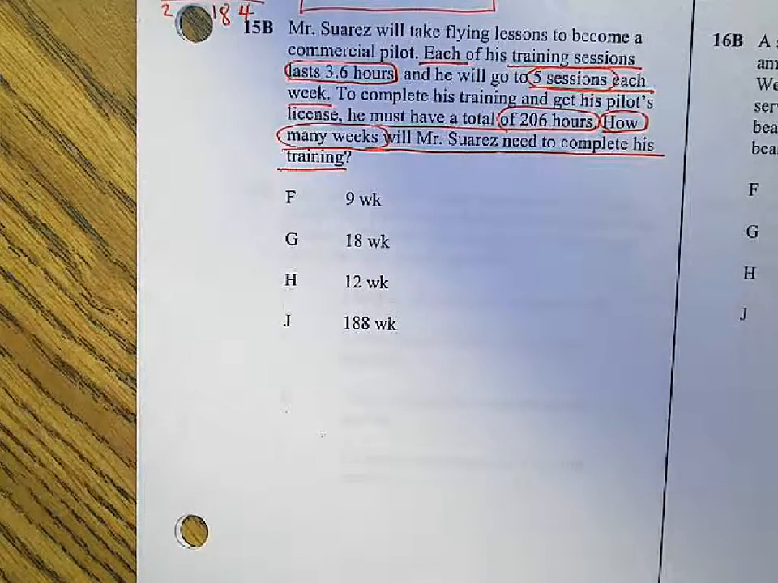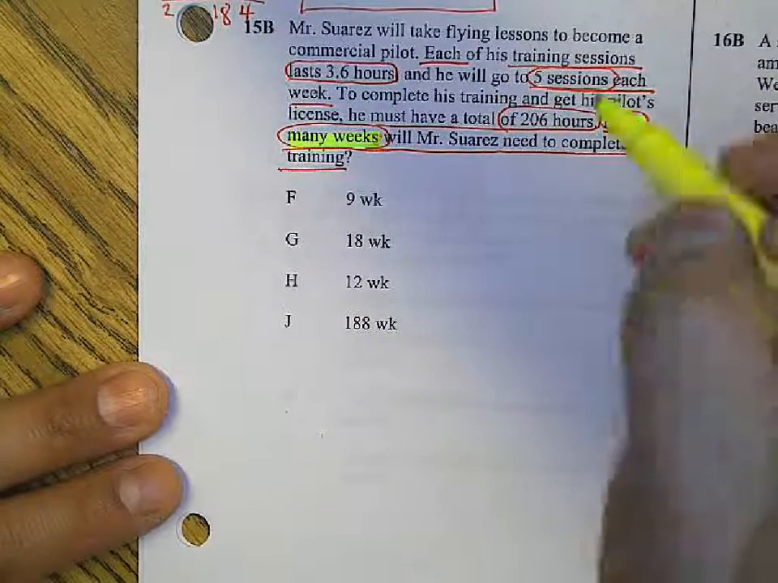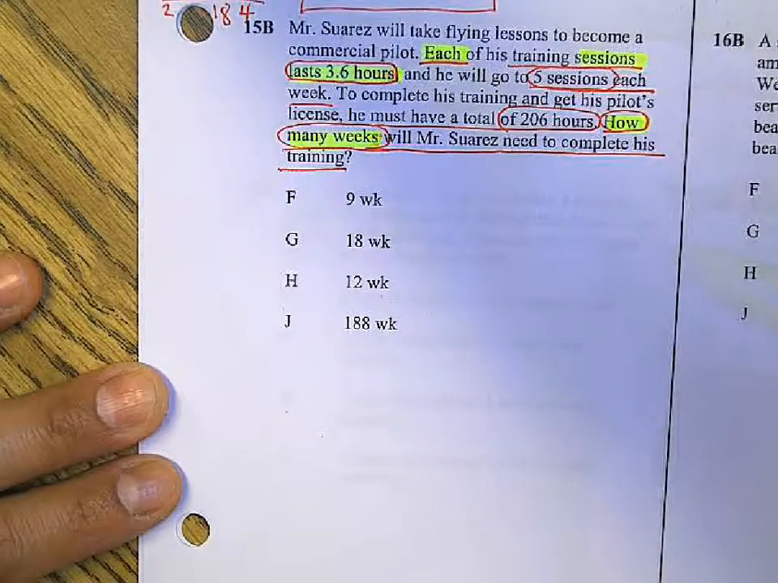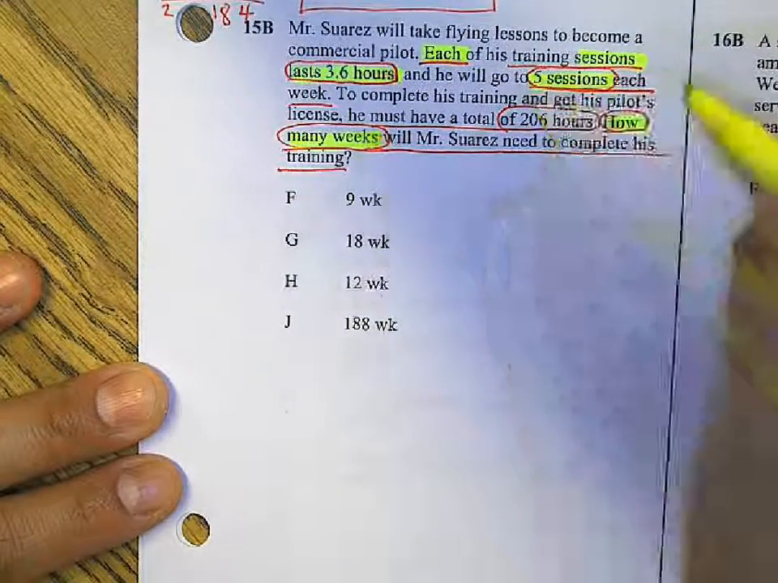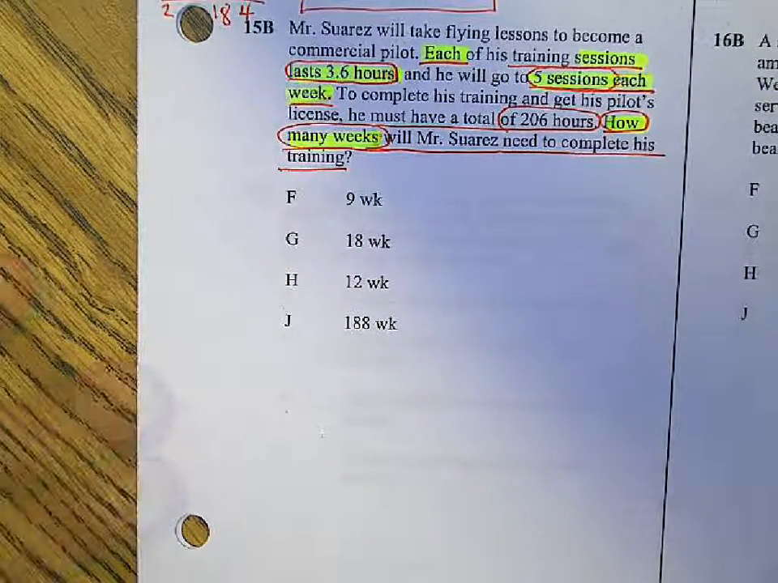So I'm going to go through here and I'm going to highlight. We're looking for how many weeks. And it says each session is 3.6 hours long. He goes to 5 sessions a week. Okay.